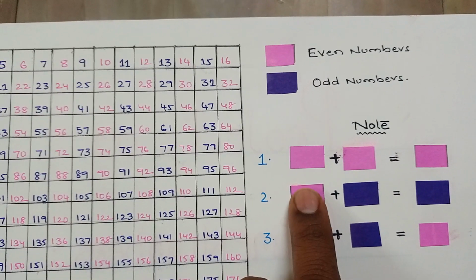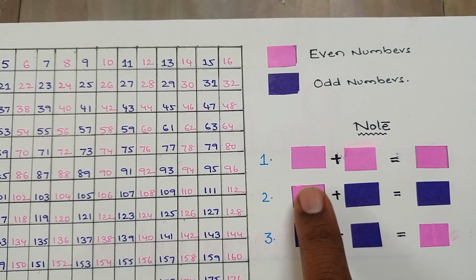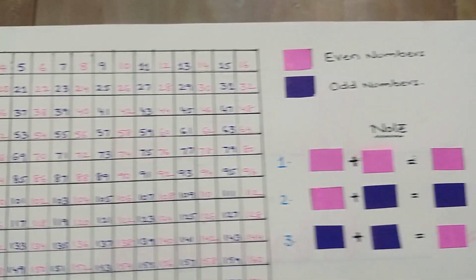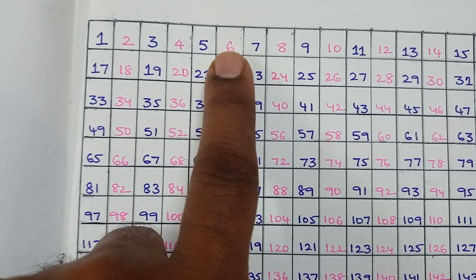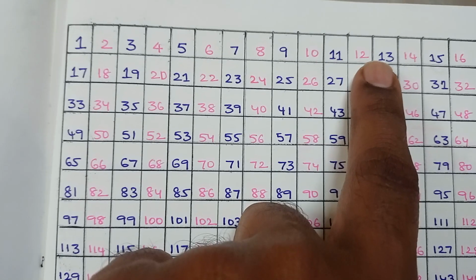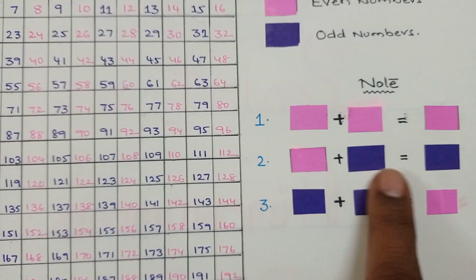Now coming to an even number and an odd number. If you take the sum of an even number and an odd number, what is the result we get? Let me check. 6 plus 7 is 13. 13 is an odd number. Yes or no? It is an odd number.